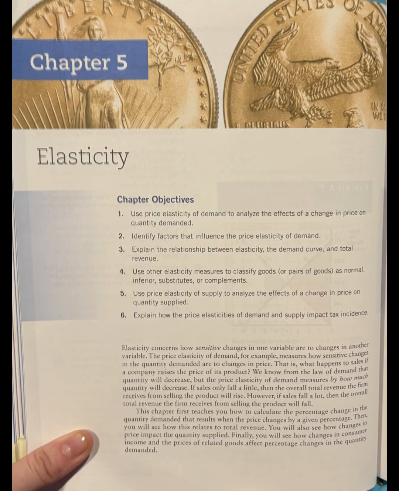If sales only fall a little, then the overall total revenue the firm receives from selling the product will rise. However, if the sales fall a lot, then the overall total revenue the firm receives from selling the product will fall. This chapter first teaches you how to calculate the percentage change in the quantity demanded that results when the price changes by a given percentage. Then you'll see how this relates to the total revenue.